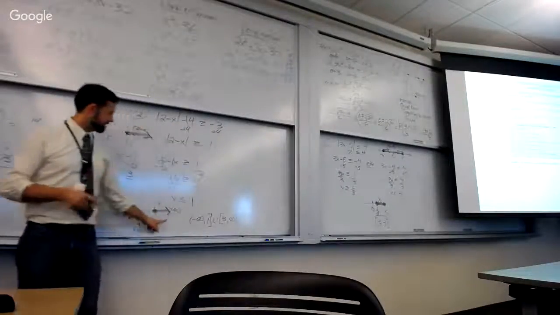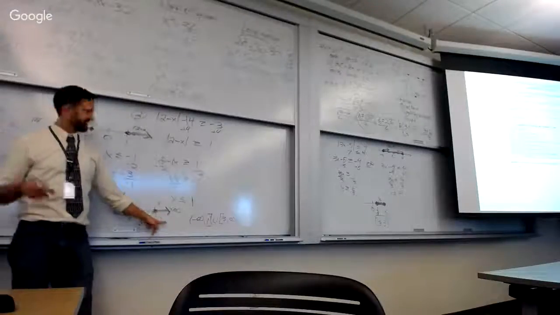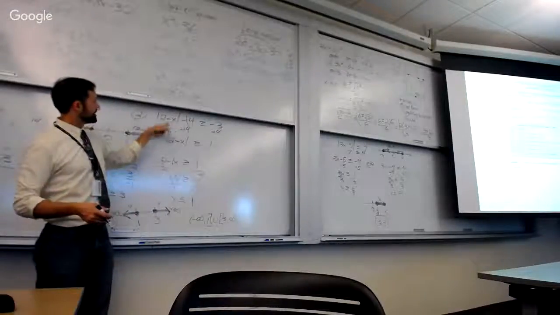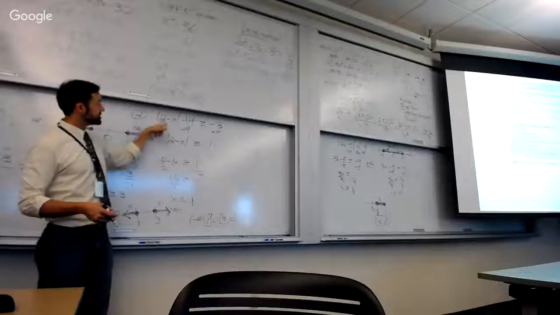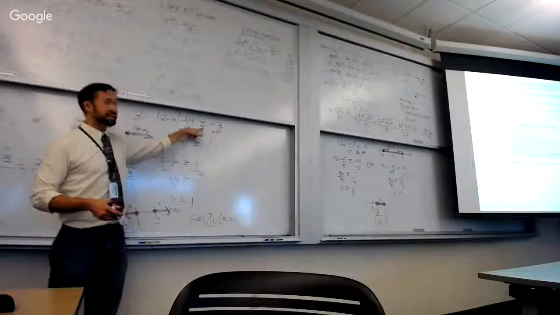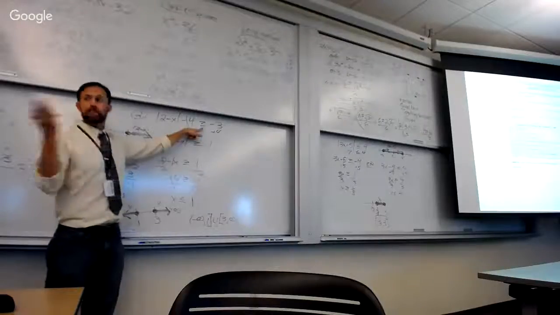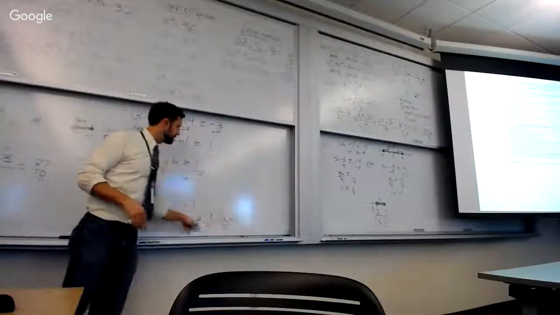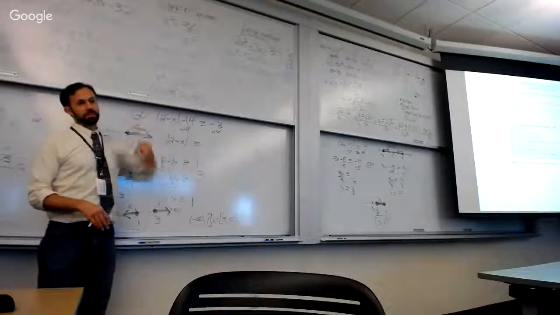Someone choose a number from over here. 5 works that time. So 5, 2 minus 5 is -3. The absolute value of -3 is 3. 3 minus 4 is -1. -1 is greater than -3. So, provided you choose a number from this interval, then the original inequality will be true.